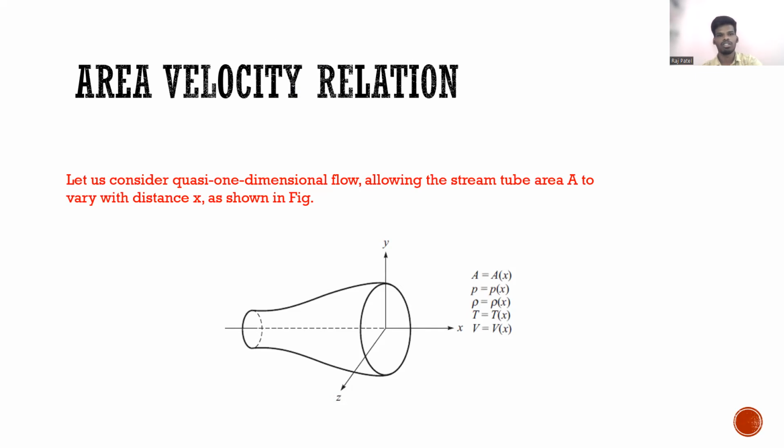Let us consider one-dimensional flow through a stream tube with area A varying with distance x, as shown in the figure. Here, A is the area, P is the pressure, rho is the density, T is the temperature, and V is the velocity. A1, P1, rho 1, T1 are the inlet values, and A2, V2, rho 2, P2, T2 are the area, density, pressure, temperature, and velocity variations.